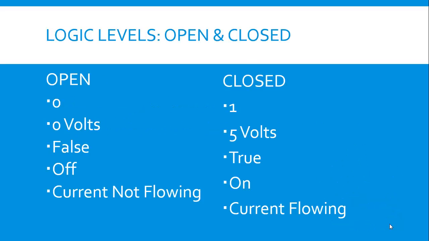Okay, so let's look at the logic levels for open and closed. So when something's open, we say it's a zero, or it's 0 volts, or it's false, or it's off, or current is not flowing. If it's closed, we say that it's a one. It might be 5 volts. We might say that it was true. We would say it was on, and we would say that current is flowing. All right, closed, the circuit is closed, it's complete.